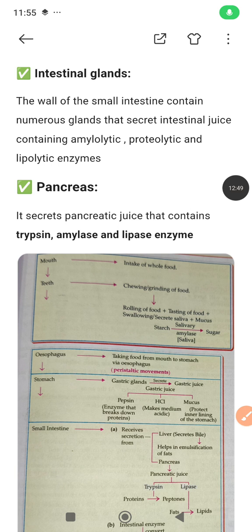Now another kind of digestive glands are the intestinal glands.